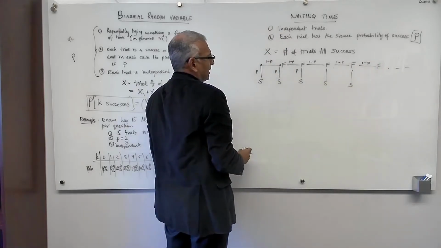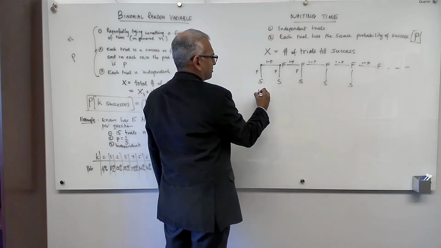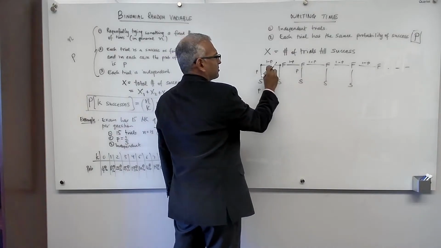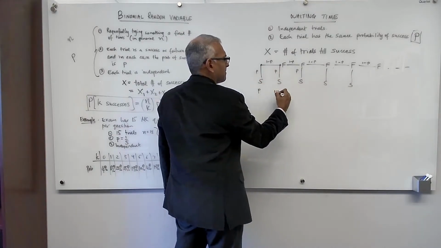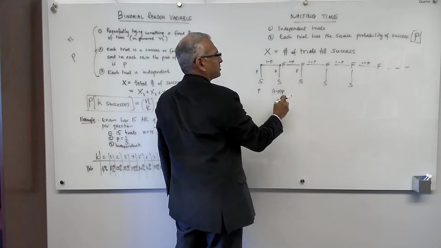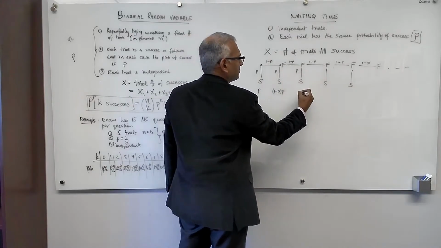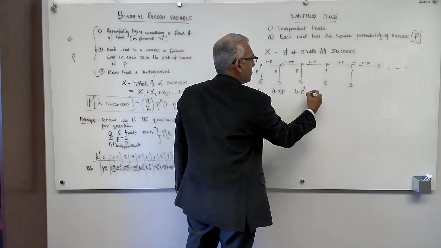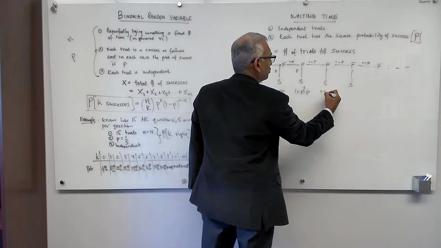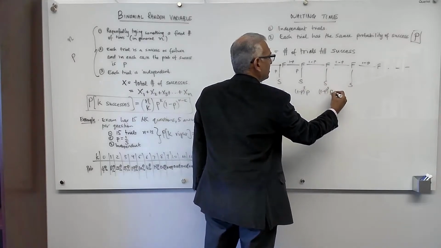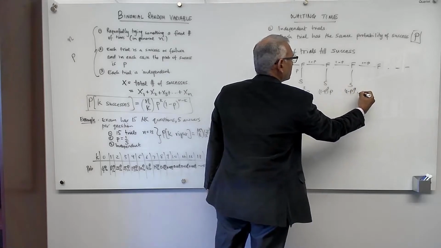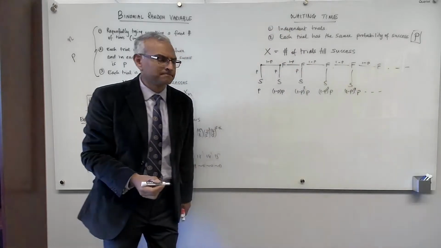And so this outcome has probability P. This outcome has probability 1 minus P times P. This outcome here has 1 minus P squared times P. This outcome, 1 minus P cubed times P. 1 minus P to the 4th times P. And you get the pattern.